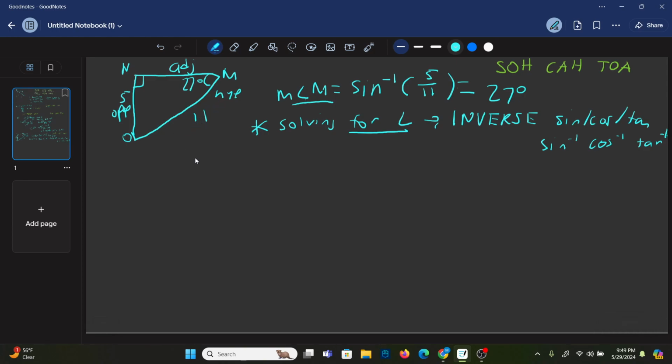Now we want angle O. Now this is a lot easier because we know two angle measures, so we would just do 180 minus the two angle measures we already know, which is 90 and 27, because we know that all angles in a triangle add up to 180. We would put this into our calculator and we would get a measure of 63 degrees.